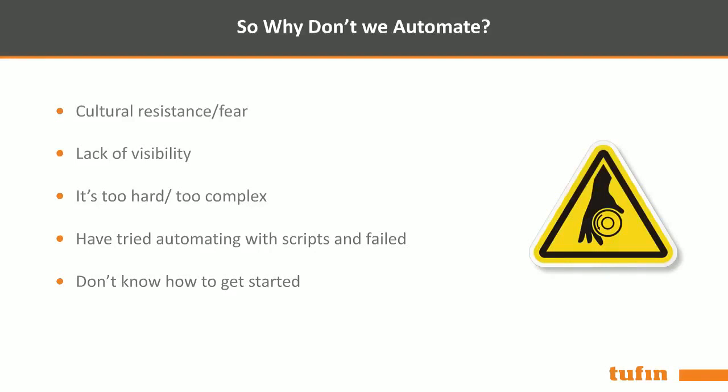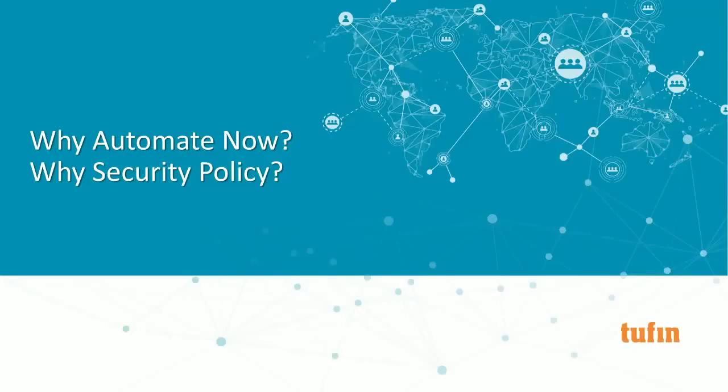Some organizations fear automation a little bit. They fear it may break things, or it may take my job, and people are sometimes afraid of changing the way they do things. They don't have the visibility in order to automate. They think maybe it's too complex. They've tried automating before with scripts, and some organizations are doing some low-level automation with scripts, but many have failed to maintain that level of automation, or they just don't know how to get started.